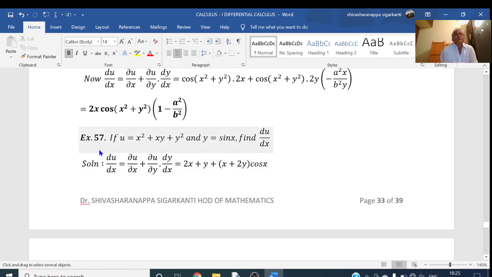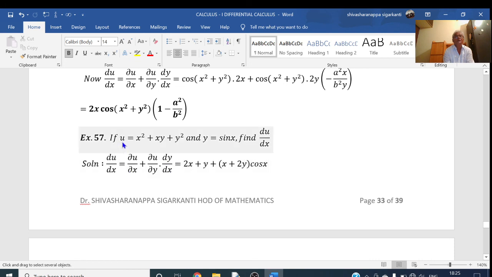If u equal to x square plus xy plus y square and y is equal to sin x, find du by dx. Or we can go for partial derivatives, or directly we can find the derivative just by substituting y equal to sin x. Or if you want to use the partial derivatives, I will write du by dx equal to, as u is a function of x and y, then we have to write dou u by dou x into dx by dx plus dou u by dou y into dy by dx.